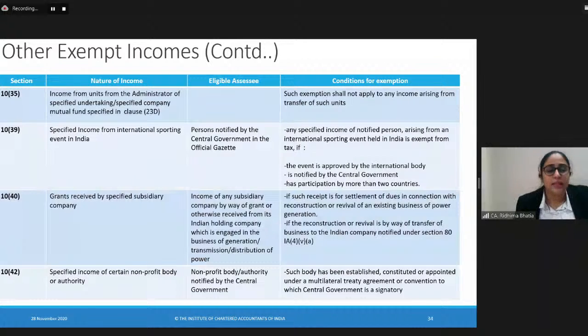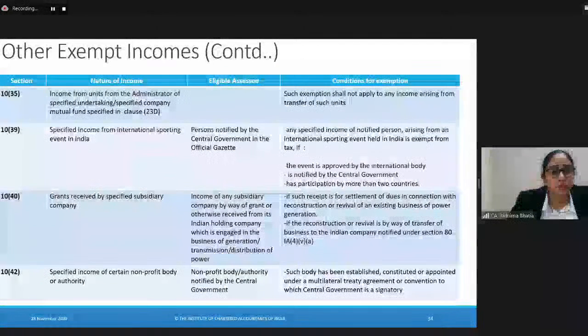Okay? Then 10 clause 40, grants received by specified subsidiary company. I'll tell you what, I'll just read it. Income of any subsidiary company by way of grant or otherwise received from its Indian holding company, which is engaged in the business of generation, transmission, distribution of power.